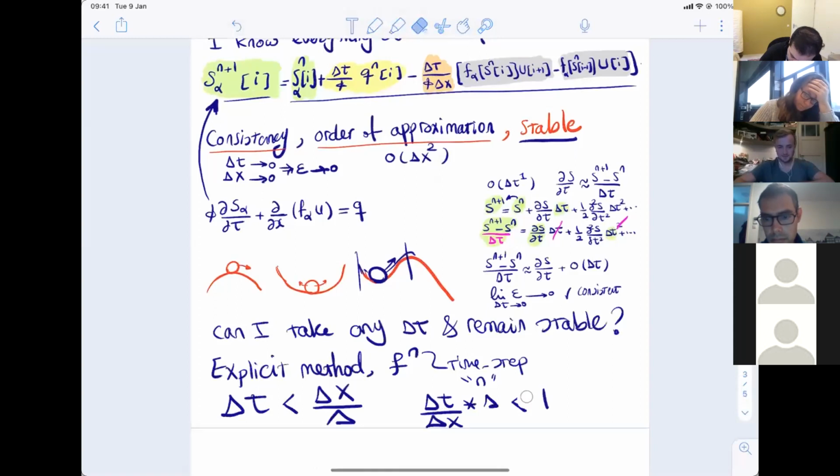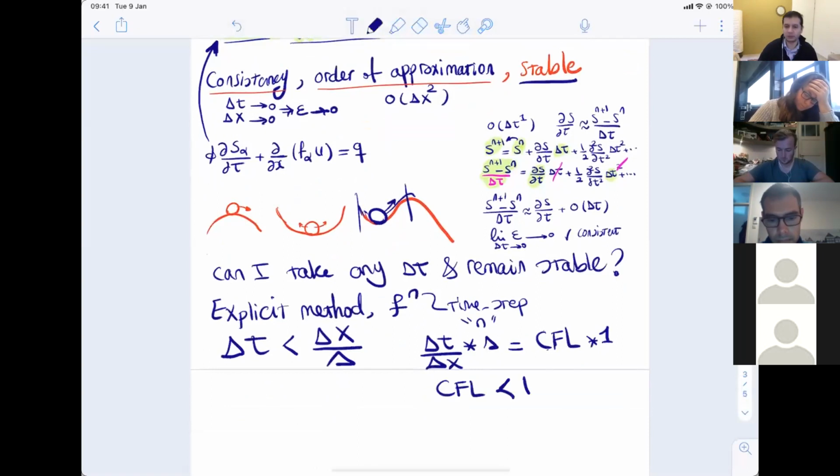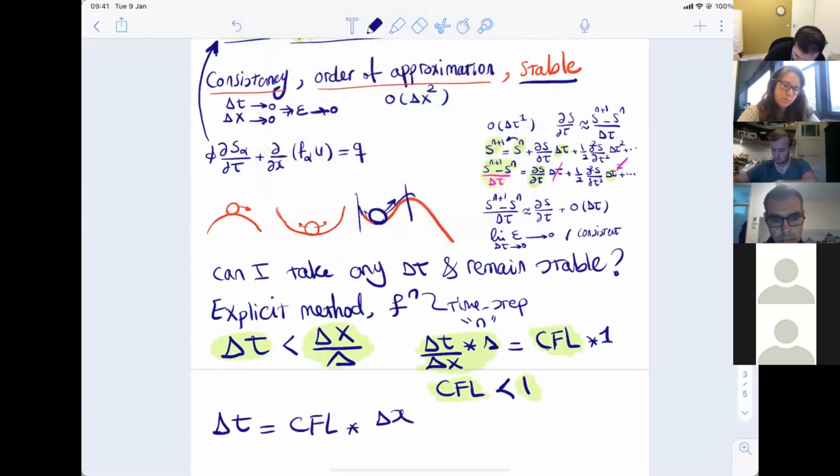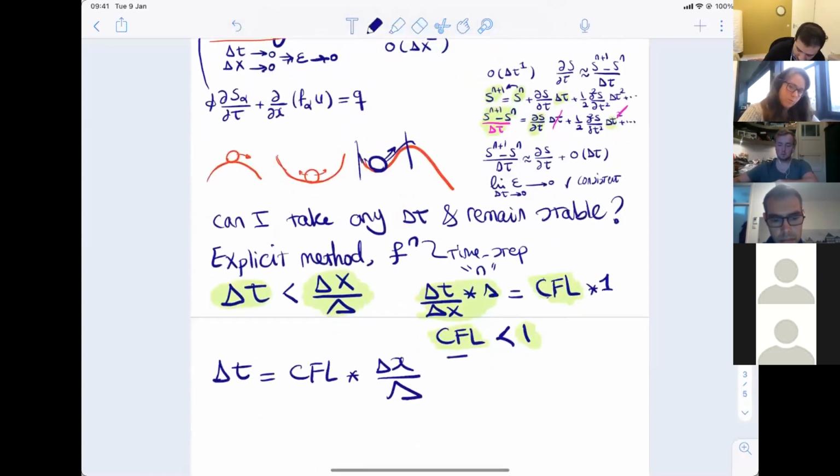Which means you can write it as a CFL factor times 1. So CFL times 1, where you impose the CFL factor to be less than 1. If you enforce that this factor, called CFL, is always less than 1, then it means that your delta t is less than delta x over lambda. Or you can say, let me take my delta t to be equal to CFL times delta x divided by lambda, and enforce that my CFL is always less than 1.